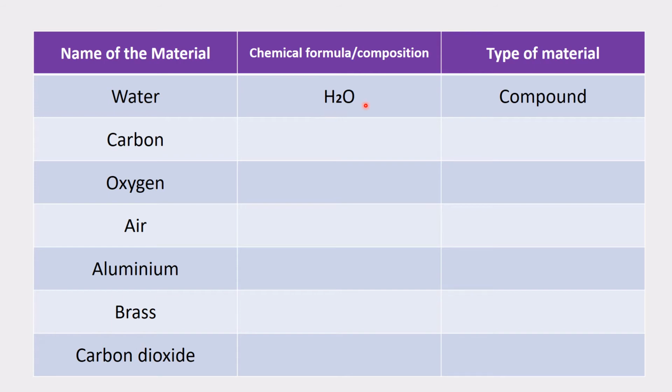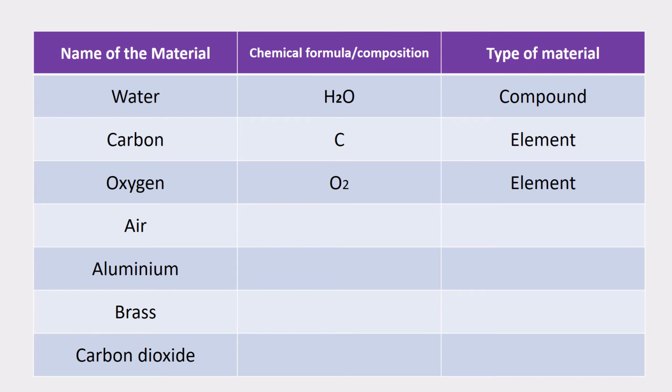Hydrogen and oxygen. Now the next is carbon. For carbon, the chemical formula is C, and the type of material is element, because only one type of atom is there. Now next we move towards oxygen. In oxygen, the chemical formula is O2 and the type of material is element. So here there are two atoms of the same element, oxygen. Therefore it is an element.